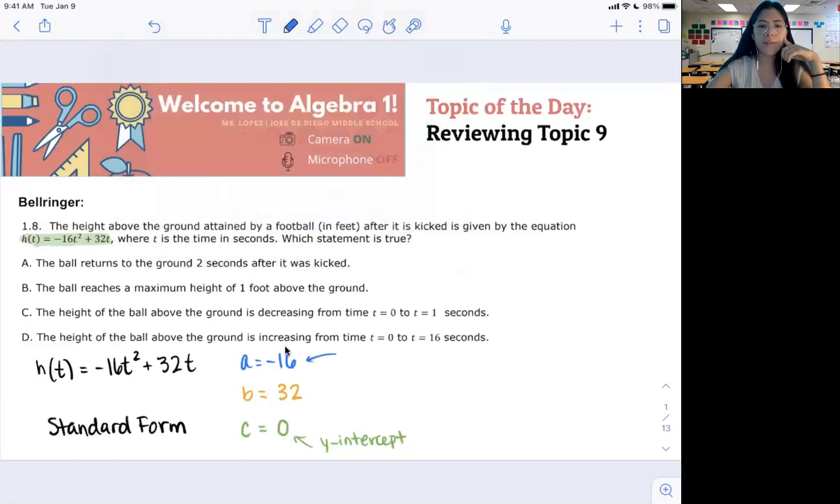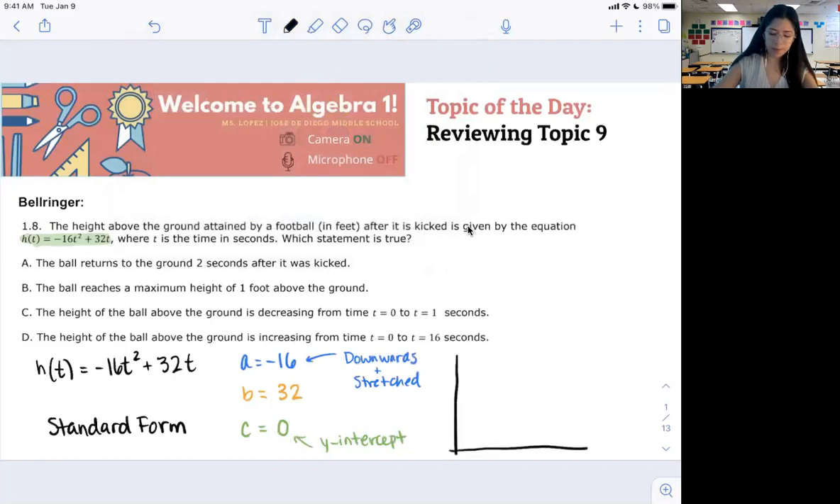So in this case, I have a -16. So what direction is my graph facing? Downwards, and it's stretched. Okay. And that's a lot of information. So what I'm going to do is I don't have a graph in front of me. I just have a word problem, but I'm going to do a little sketch just to be able to kind of understand what's happening.